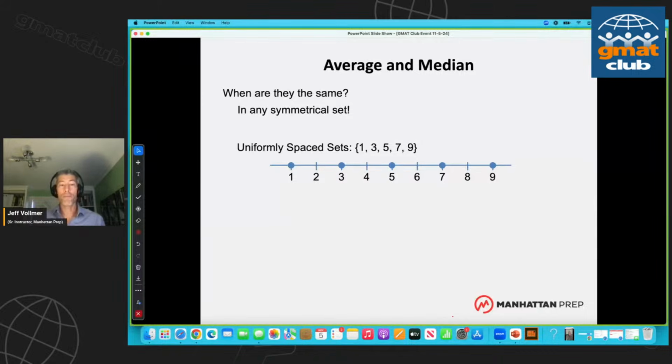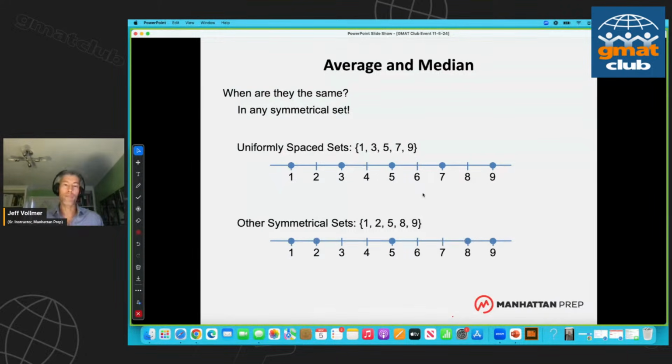But there are also symmetrical sets that aren't uniformly spaced. Imagine if I just moved the 3 and the 7 each a space outward. The middle is still 5, and you can see there's still that symmetrical spacing outwards from the 5. So both of these sets are symmetrical, meaning the average and the median will be precisely the same number. But the first set is evenly spaced, whereas this one is not. So the same properties.